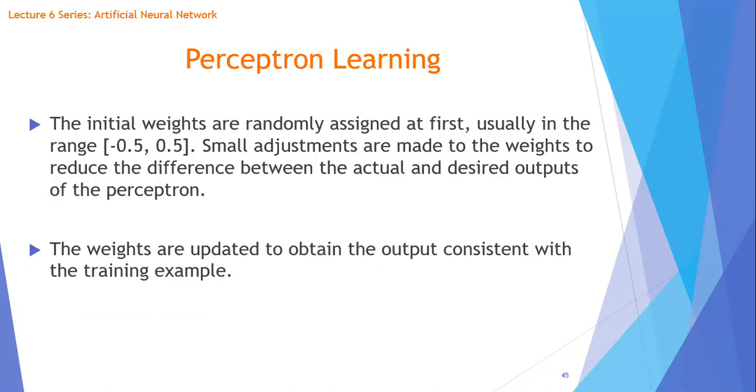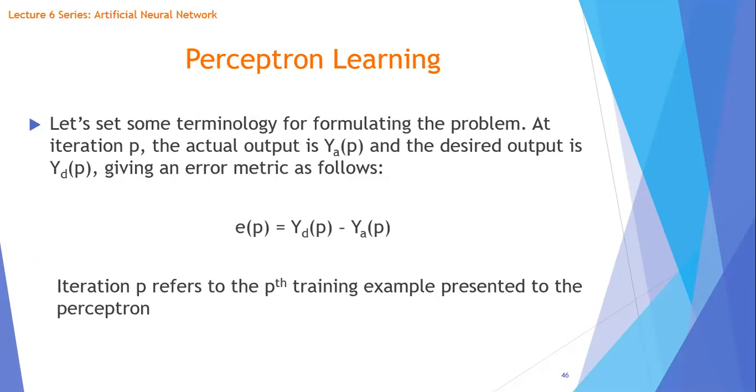Initial weights are randomly assigned at first. So when you start the learning process, you're going to need an initial value for the weights and for the threshold as well. Based on that, you're going to start making adjustments to these weights and threshold until you come to a stage where your perceptron is able to give, as close as possible, the outputs you expect. We'll see what that means as we go along. The weights are updated to obtain the output consistent with the training example.